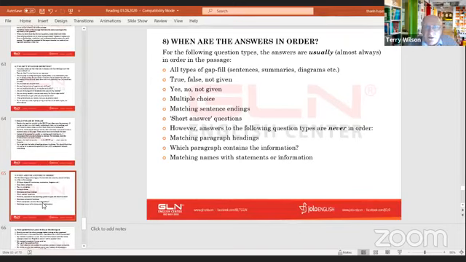When are the answers in order? For the following question types, the answers usually, almost always, are in order in the passage. And that lists all the question types that this applies to.